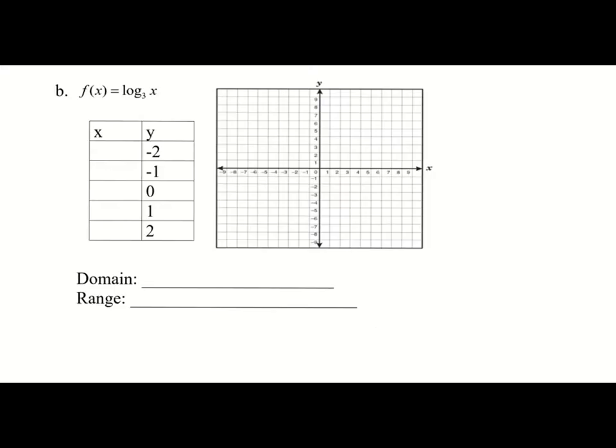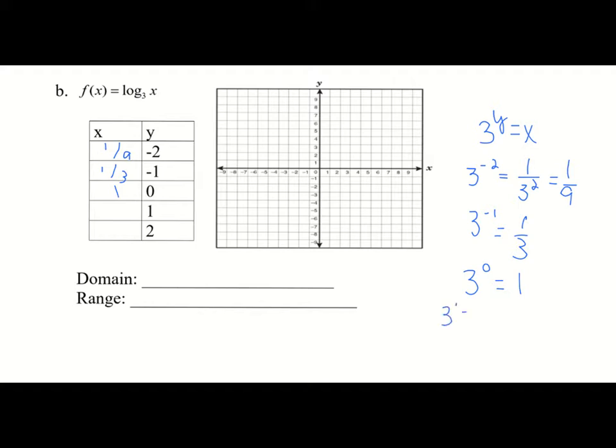So the next one we are going to do is the log of x with base 3. If I rewrite it in exponential form, it would be 3 to the y power equals x. And again, we're going to plug in the y values they gave us. So 3 to the negative second power will be 1 over 3 to the second, or 1/9. 3 to the negative first power is equal to 1/3. 3 to the 0 power is always equal to 1. 3 to the first power is equal to 3. And then 3 to the second power is always going to equal 9.